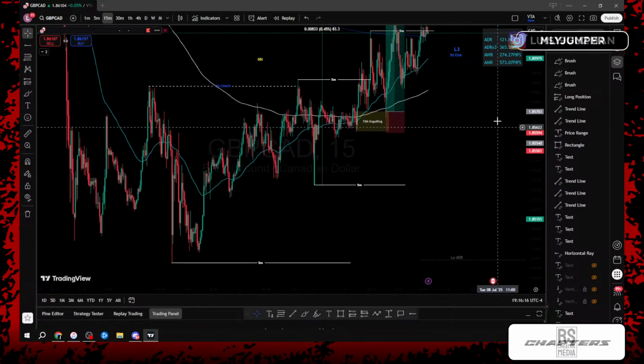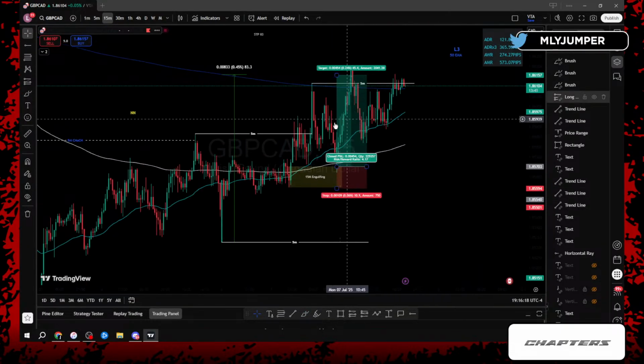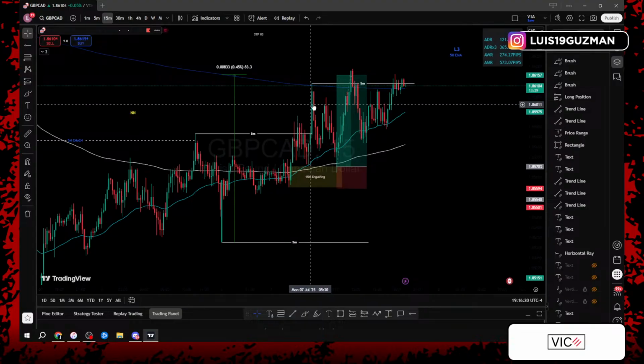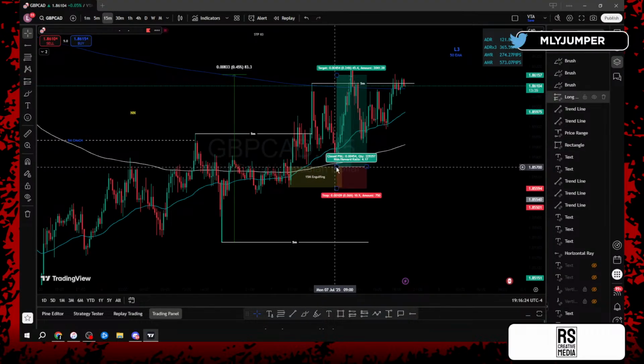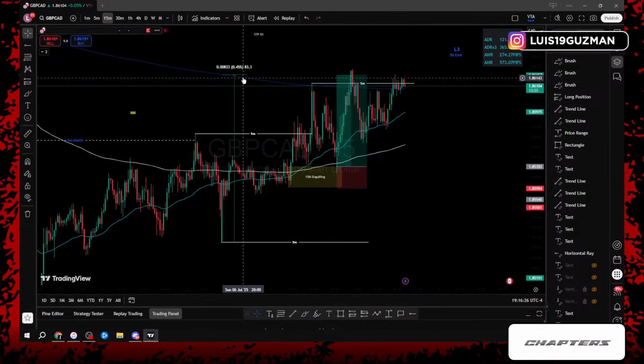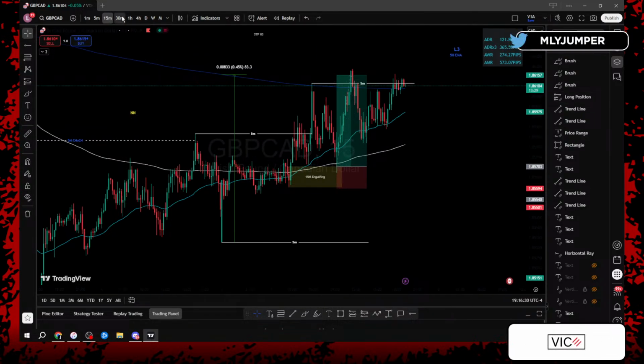Right after we got the break, boom, we got the break. It gave us the pullback, a 15-minute engulfing candle. Boom, that's the entry, stop loss, TP at the STP for the day at 83 pips. That's it. It's that simple.